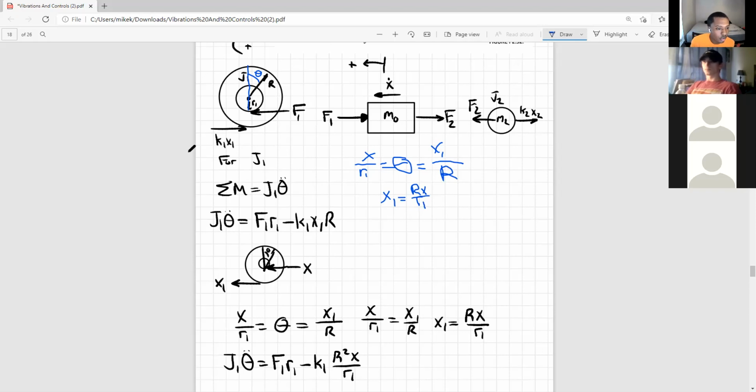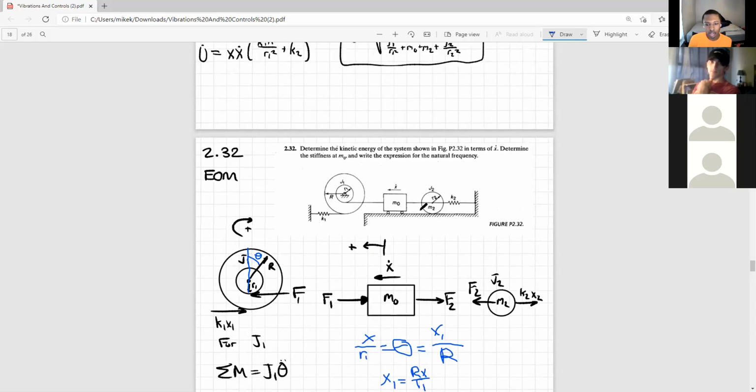For this problem, how did you know M2 was being translated as well as rotated? Because it's on the ground. Yeah, if it makes contact with the ground here, if it rolls, it will also be translated.